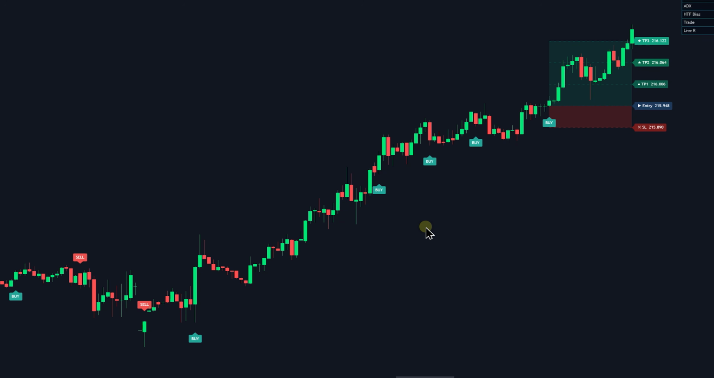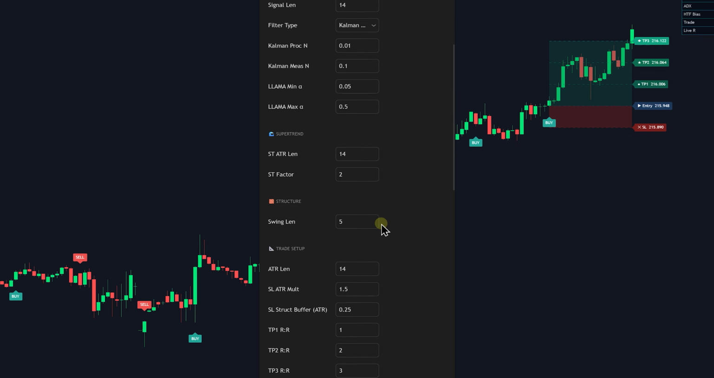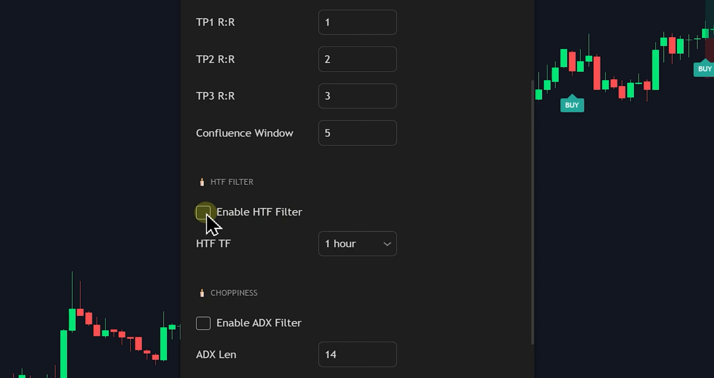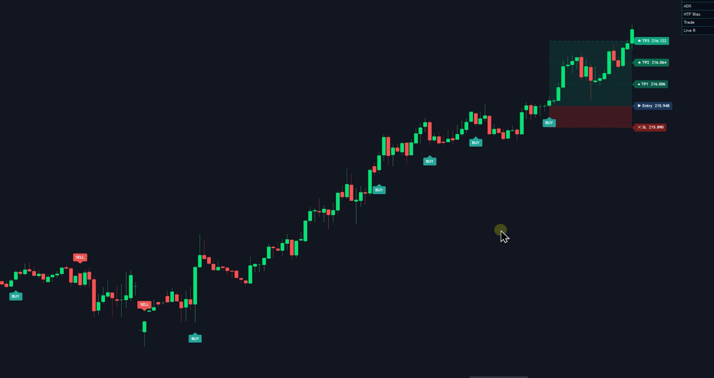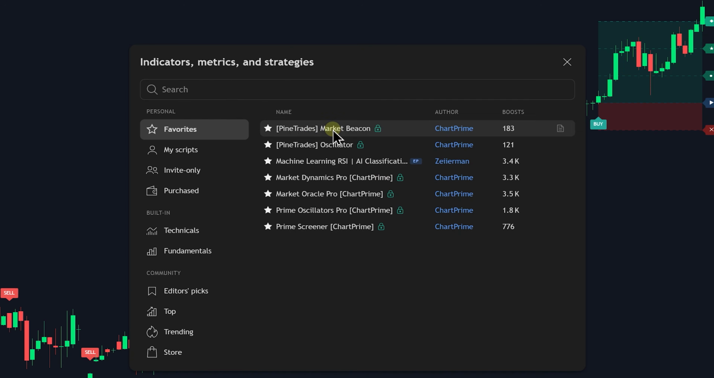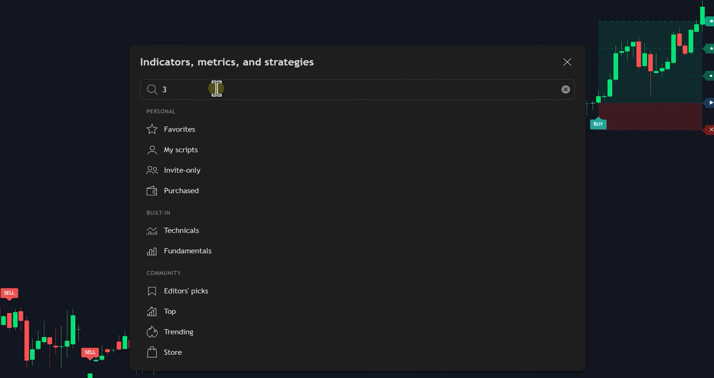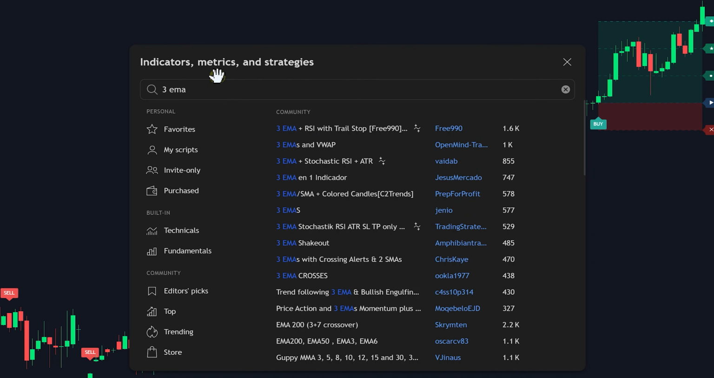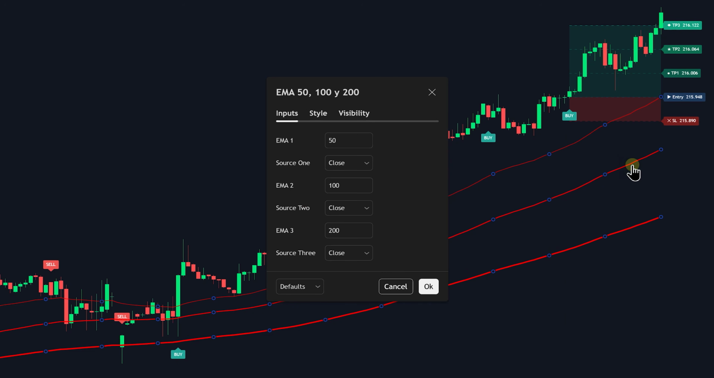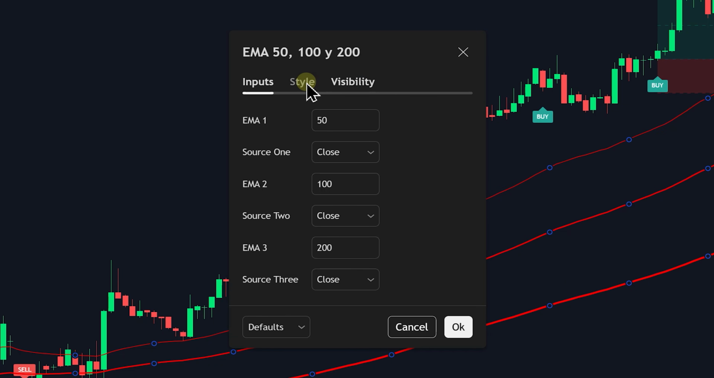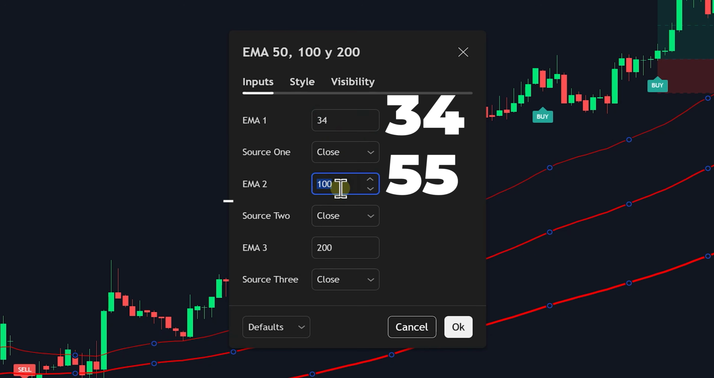Although the Triple Confluence Navigator already includes its own higher time frame trend filter, we want a very clear visual trend confirmation directly on the chart. So click on Indicators and once again, search for the indicator called 3 EMAs, and you want to select this one called 3 EMAs by Genio. Once you've added it to your chart, you want to double-click on it to open the settings. Under the Inputs tab, change EMA lengths to 34, 55, and 89.